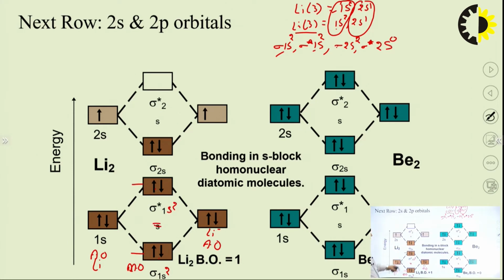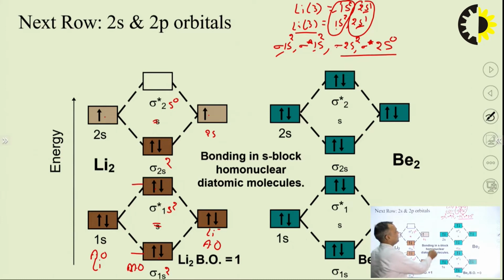Next, this 2s energy level will overlap with each other. The 2s has only one electron here and one electron here. So in this 2s energy level, only one electron is present in the atomic orbital, and the 2s of this energy level also contains only one electron. When they overlap with each other, they will form sigma 2s molecular orbital having 2 electrons. And here there is no electron, hence sigma star 2s is 0.